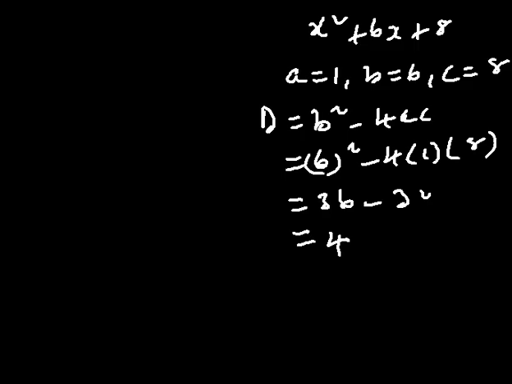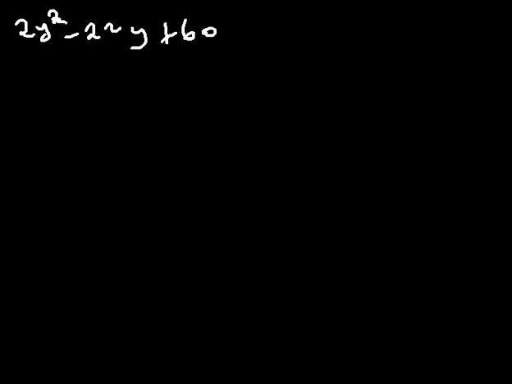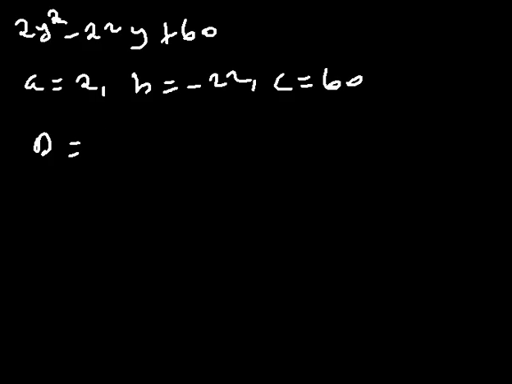And let's say we have the quadratic expression 2y squared minus 22y plus 16. What is the value of the discriminant for this expression? The principle remains the same. What is a? We have it as 2. What is b? We have it as negative 22. And what is c? We have it as 16. In the discriminant formula, we have b squared minus 4ac. Then we substitute what we have there.